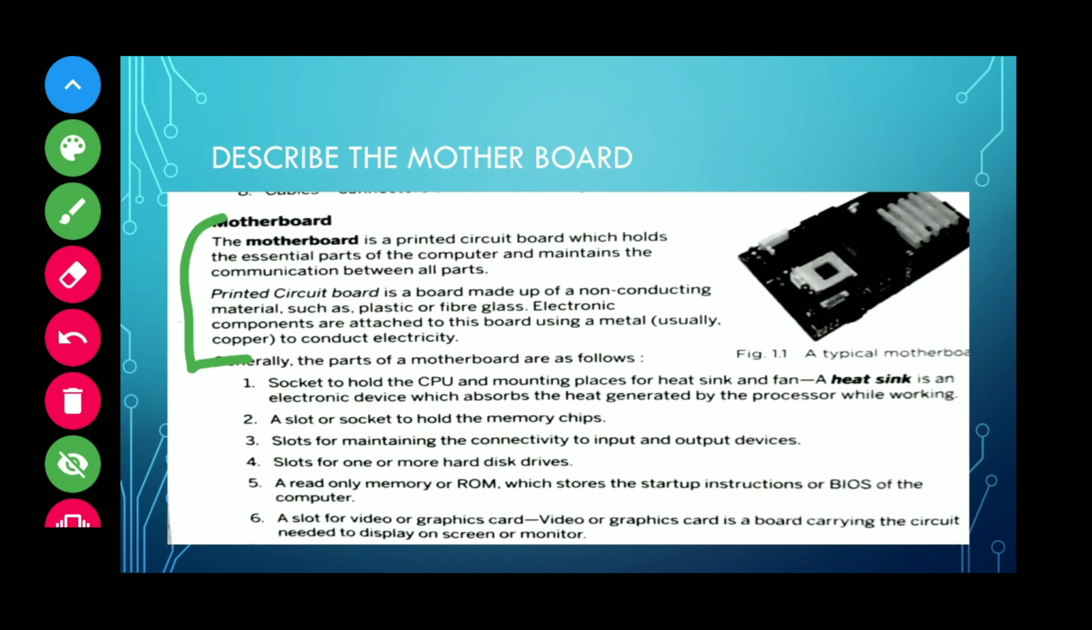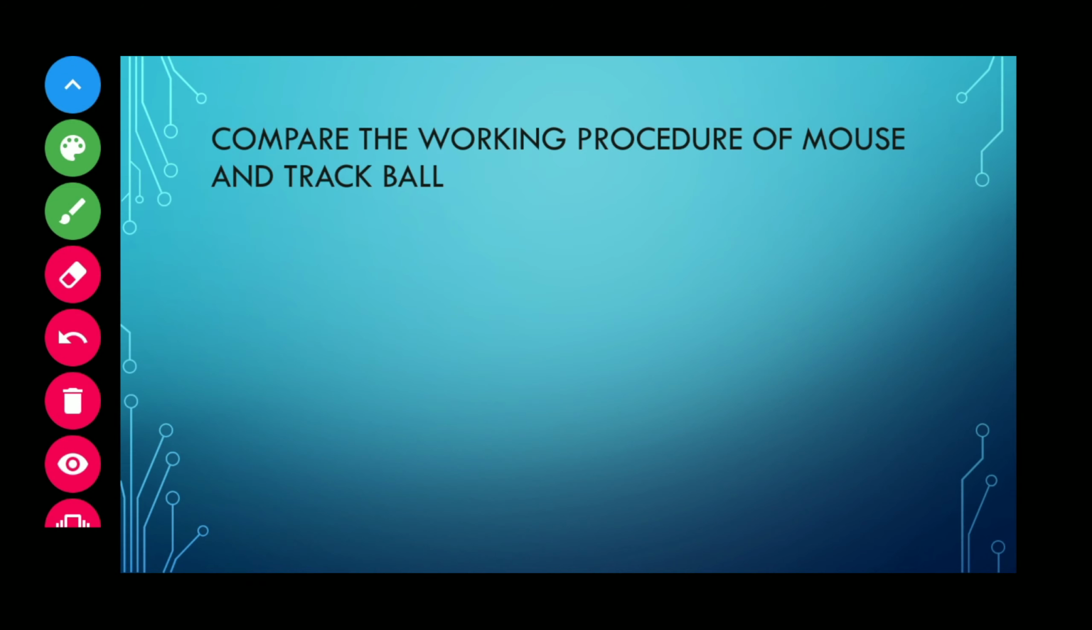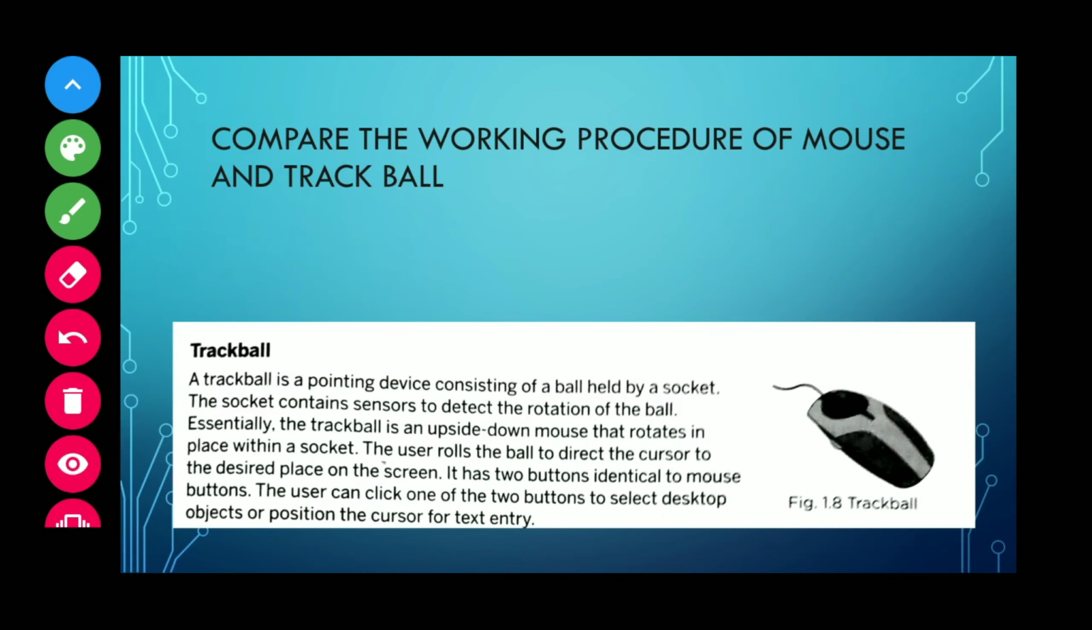Then we will continue another question. Now we are going to continue another question here. There is another question. Compare the working procedure of mouse and trackball. So the answer is here. First, we are going through trackball. A trackball is a pointing device consisting of a. So how much you have to write? Here you have to write a trackball is a pointing device from here.